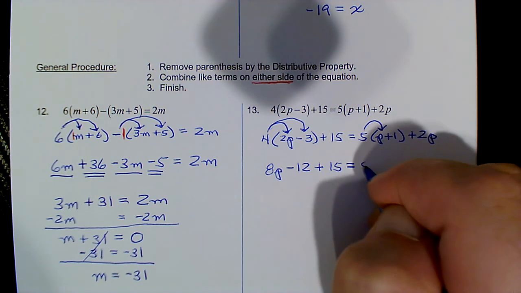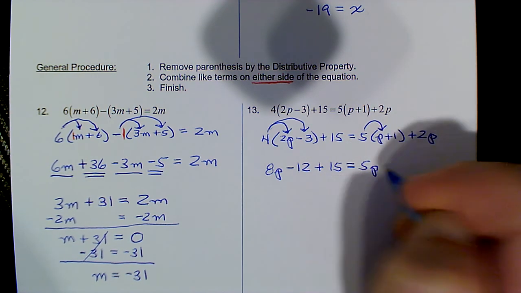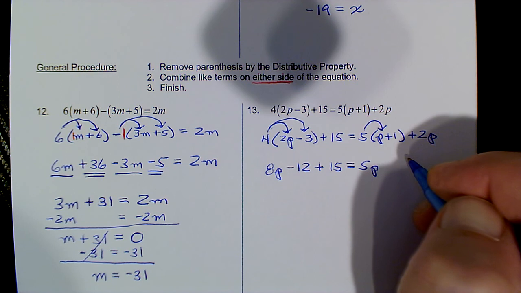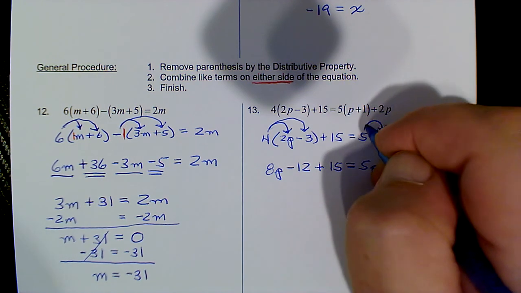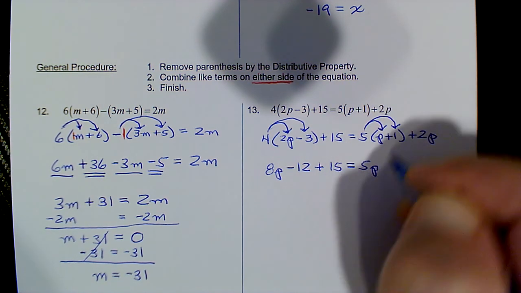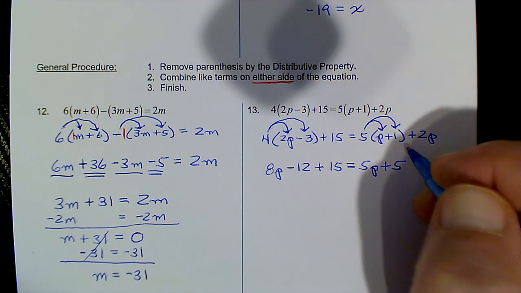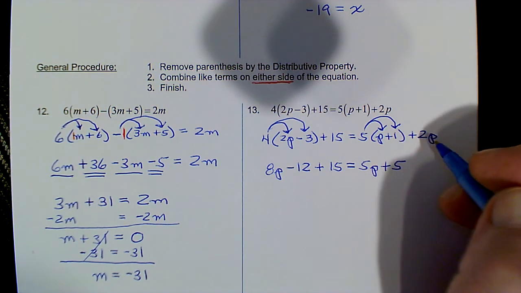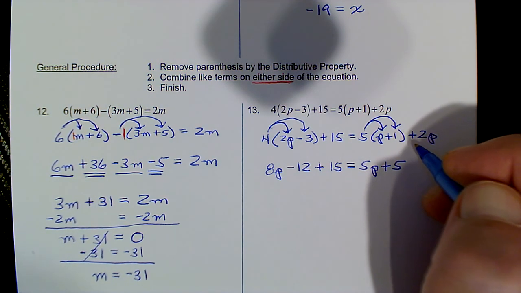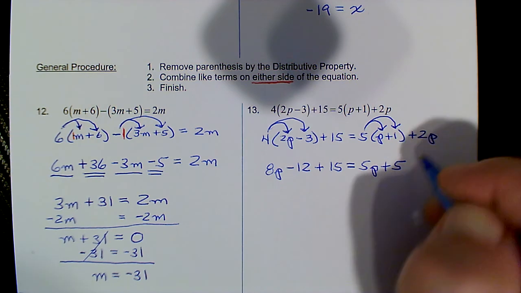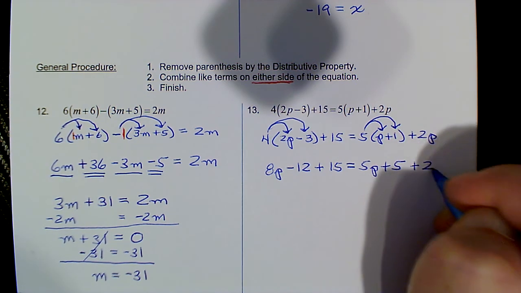5 times p, that'd be 1p. 5 times 1 is 5, carry along the p, so 5p. And then distributed, 5 times 1 is plus 5. But now once again, the closure of the parentheses stops the distribution of the 5, and so we just recopy plus 2p.